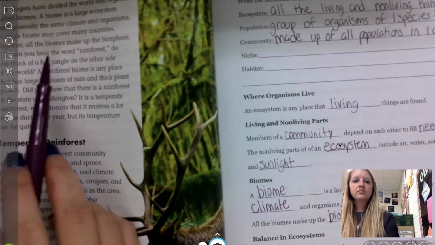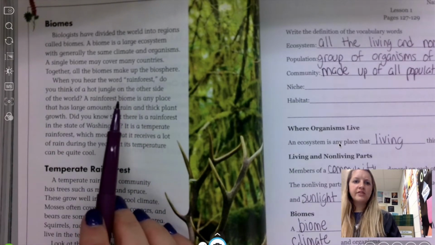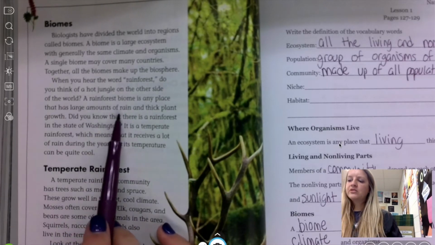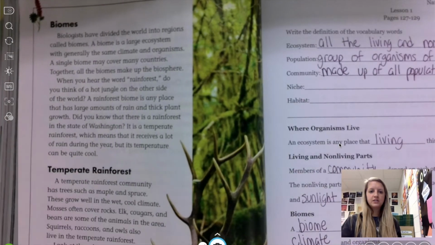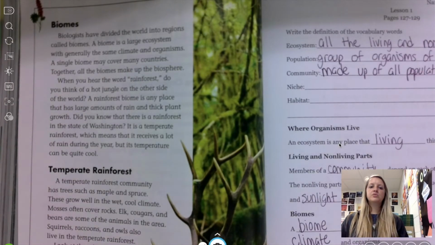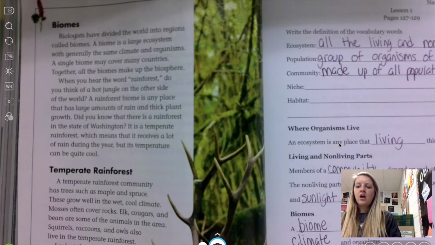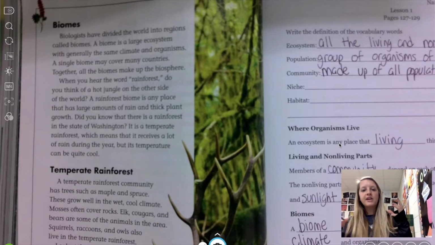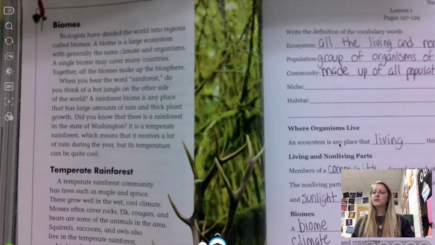When you hear the word rainforest, do you think of a hot jungle on the other side of the world? A rainforest biome is any place that has large amounts of rain and thick plant growth. Did you know that there's a rainforest in the state of Washington? It is a temperate rainforest, which means that it receives a lot of rain during the year, but its temperature can be quite cool. So we're going to be going through the different biomes. So it's just a place with the same climate and organisms. And we're going to be looking through what makes up each biome and what makes it a little bit different than another one.